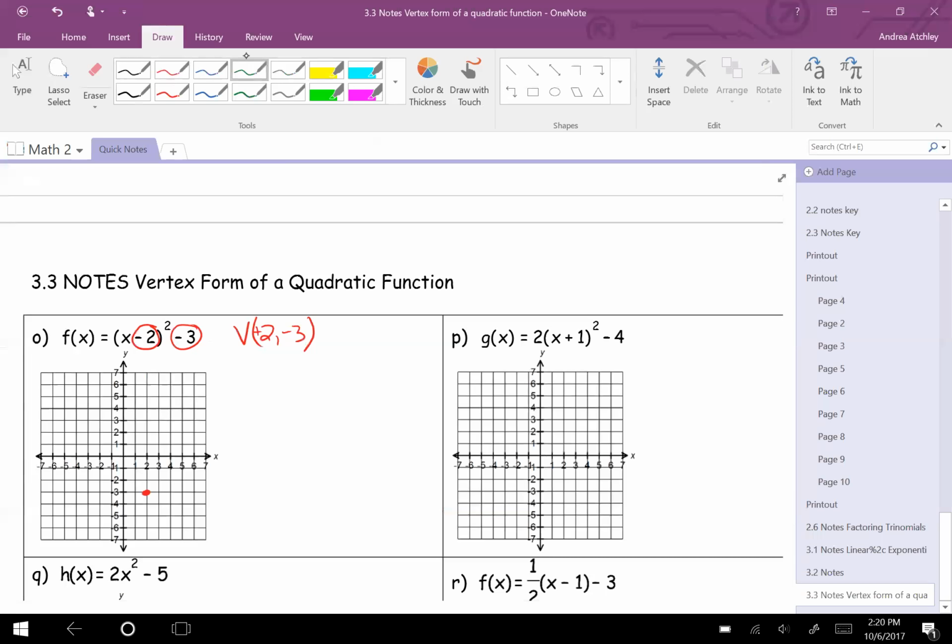Chloe, what would be the axis of symmetry? X equals 2.